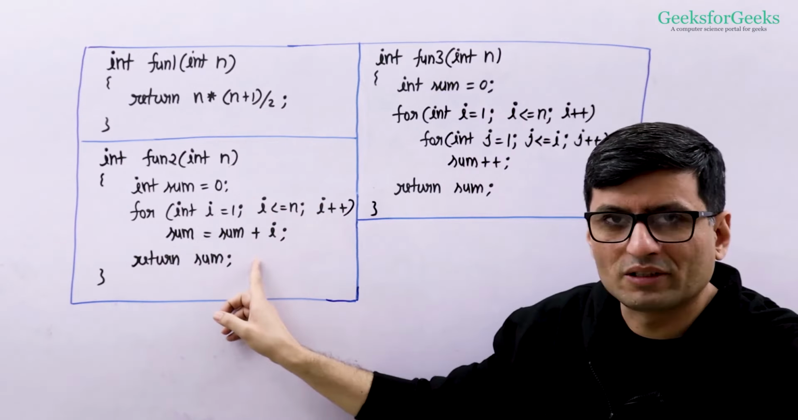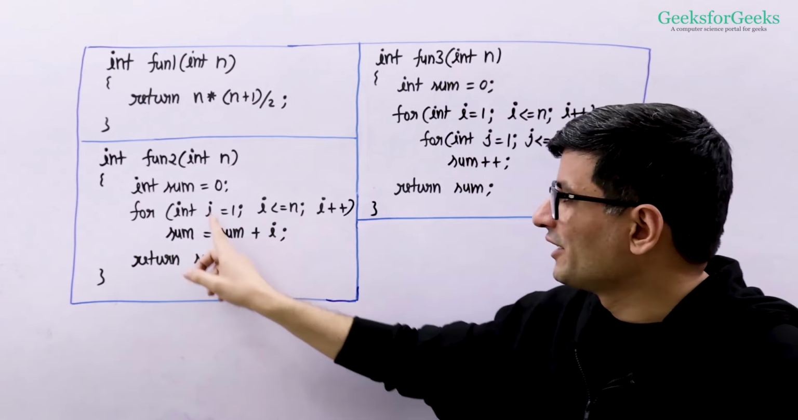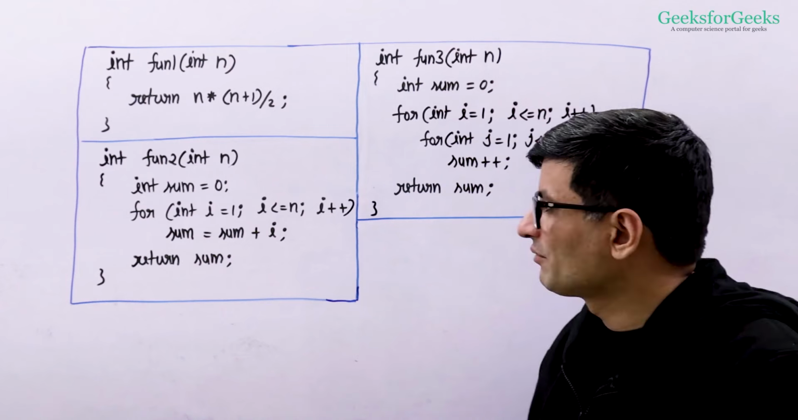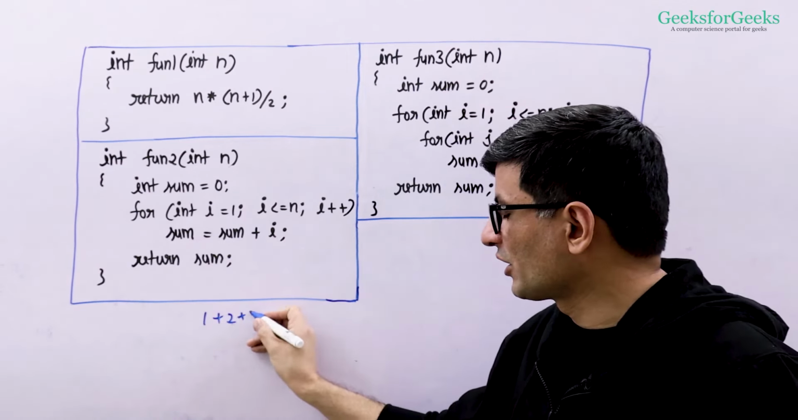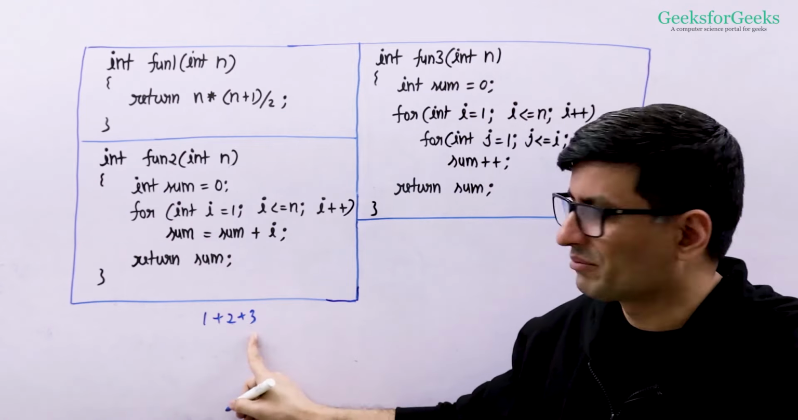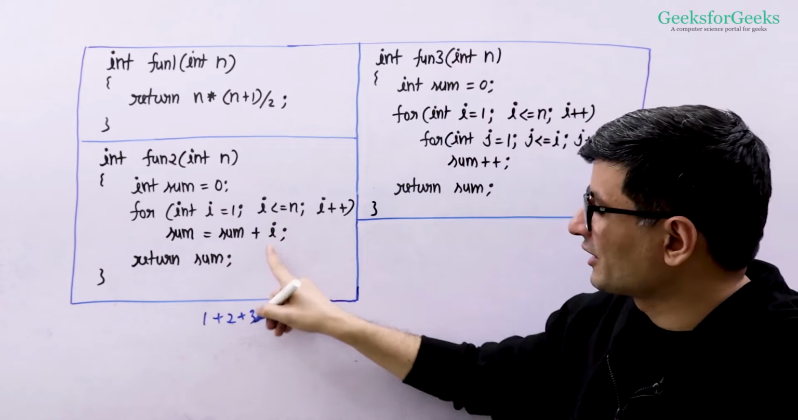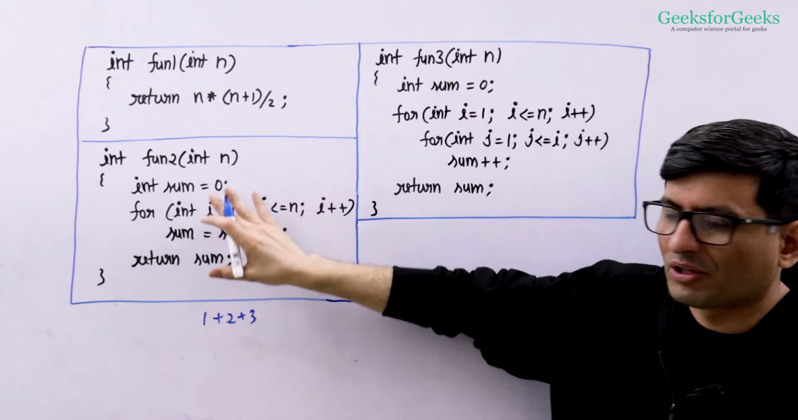The second programmer implemented the loop logic. What this programmer did: initialize the sum as 0, then 1 by 1 added all the natural numbers. First added i equal to 1, then 2, then 3. So this is how you get sum of 3 natural numbers. If n is 4, then the programmer is going to run the loop till 4 and it's going to add 1, 2, 3, 4. So this is the idea of the second programmer.